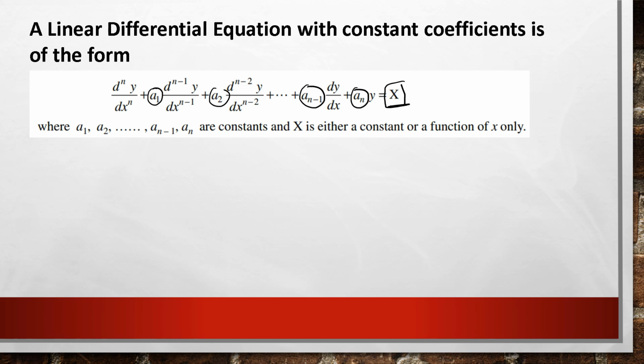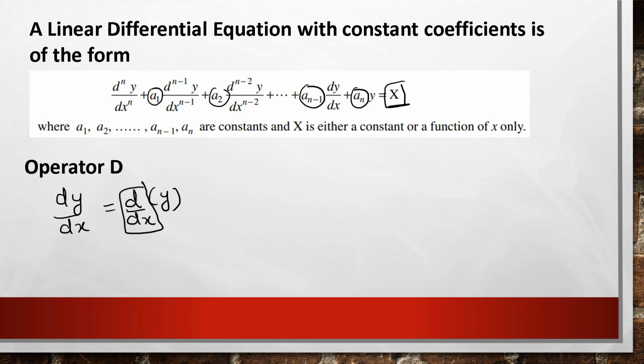Now we must know one operator, and that operator is the operator D. We used to write dy over dx, where this d over dx is an operator operating over y. It is just like a function, or you may say a machine, which takes something inside and gives you the derivative of that. So instead of using d over dx, we can use this capital D operator for that.